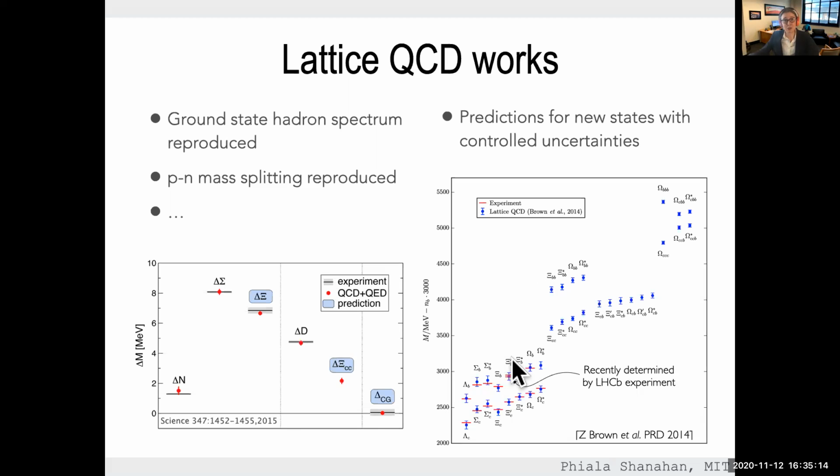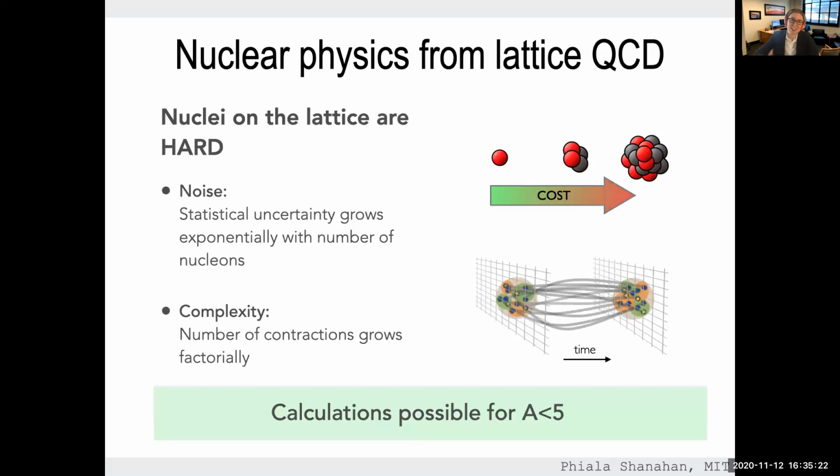And of course, when we talk about more complicated quantities, such as quantities for nuclei, we're not in this precision era yet. And that's because nuclear physics in this framework is really just computationally very hard. The noise, the statistical uncertainty, grows exponentially with the number of nucleons in the calculation. The complexity grows factorially. So we have these compounding exponential and factorial challenges. And so calculations at this stage are possible for atomic number A less than about 5.